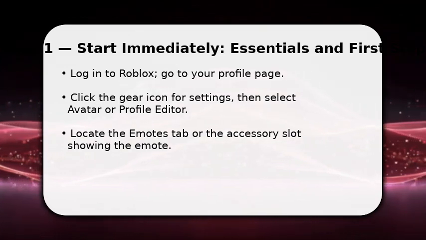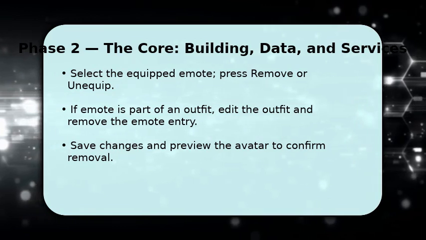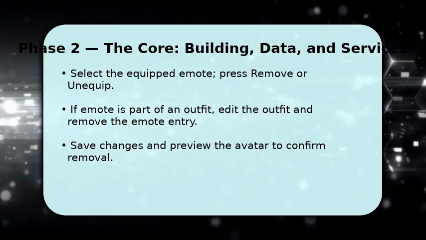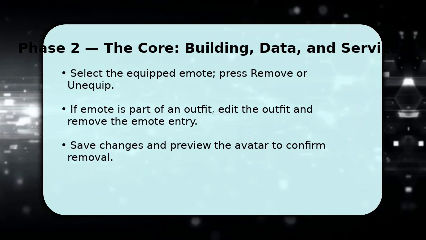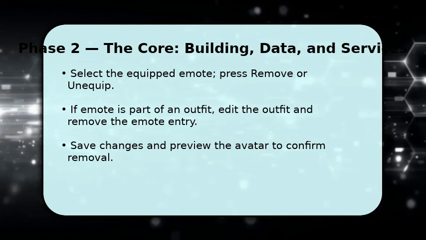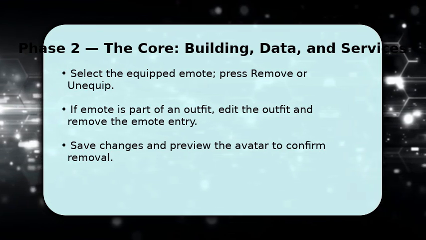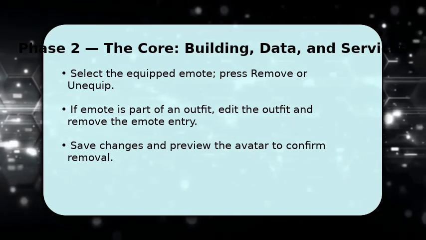Now you remove the emote. Select the Equipped Emote tile and choose Remove or Unequip. You'll see the change in the preview. If the emote is embedded in an outfit, open that outfit, remove the emote line item, and save the outfit. This ensures it won't reappear. Make sure to preview your avatar after saving so you can verify the emote is gone.